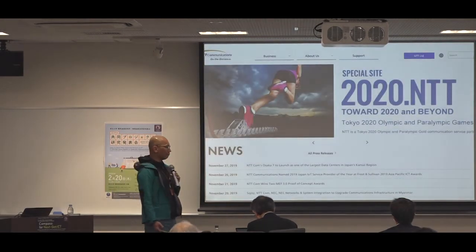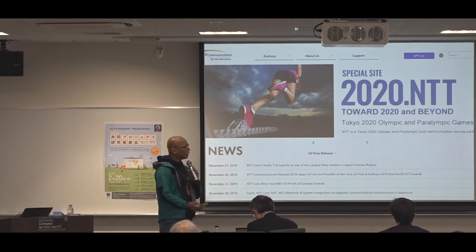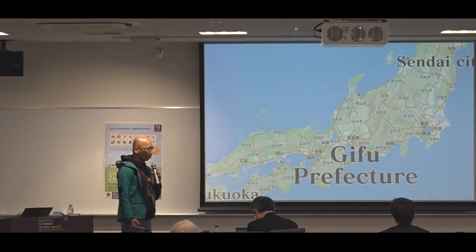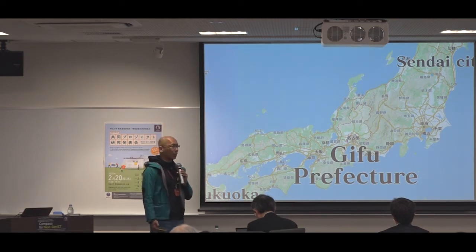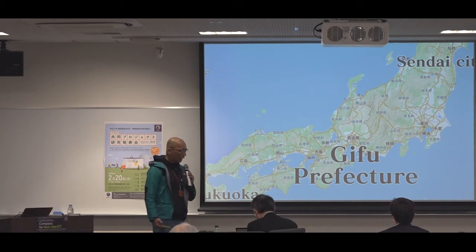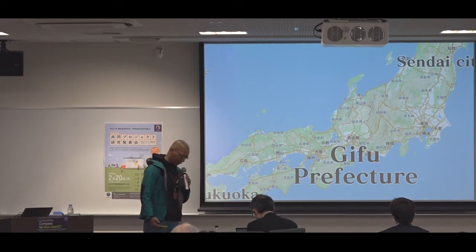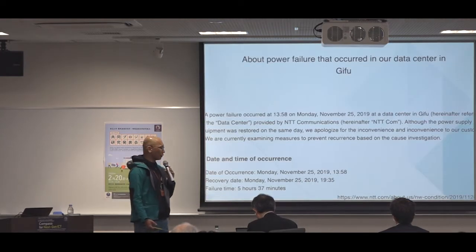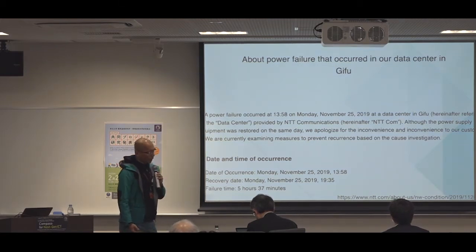The very famous NTT company is one of the Japanese communication companies, and NTT data center also makes a power supply down in Gifu prefecture. NTT Communications has a lot of data centers in prefectures all over Japan, but Gifu prefecture is one of the famous and very popular data center locations in Japan because it is very cheap. And because of the data center trouble, many services, including the e-commerce service in Japan, were affected.